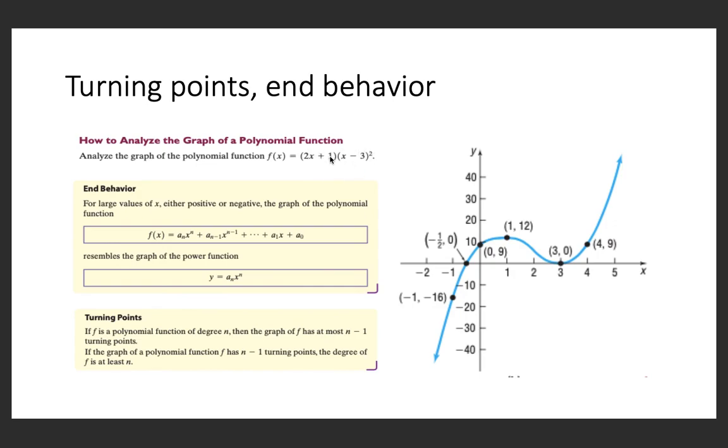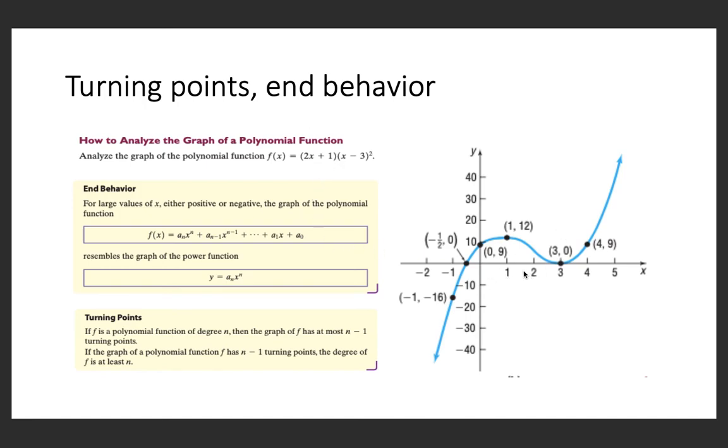So the degree of this question is 3. That means if the degree is 3, the maximum number of turning points will be 2. Maximum power means degree. If the degree is 5, then the turning points will be 4. If the degree is 10, then the maximum turning points will be 9. One less always.